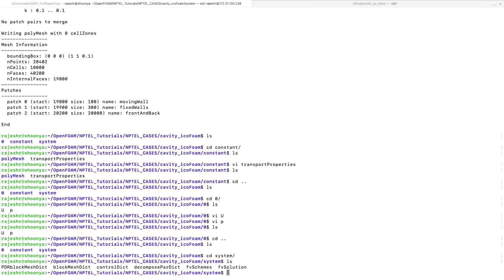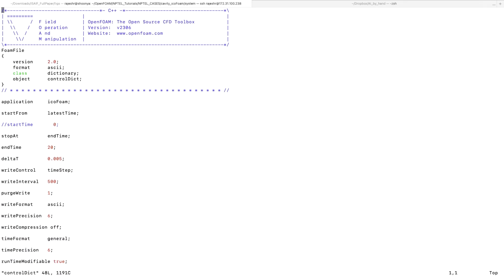Now, you go to system, and then you can see the controlDict. What kind of solver are you using? icoFoam. You can set the start time or latest time. So, we can set it if you want to restart the simulation or start from time 0. And what is the maximum time that you want to go?